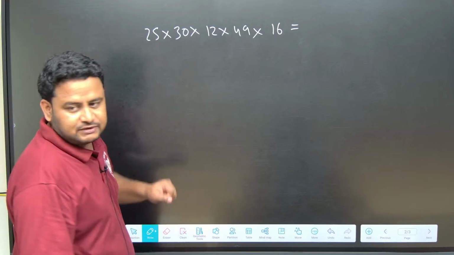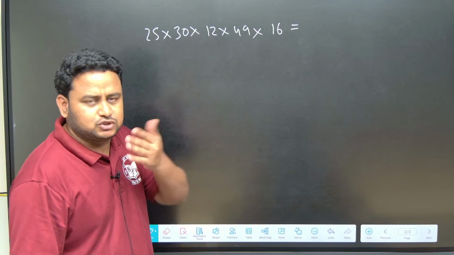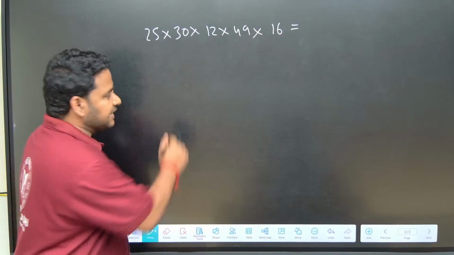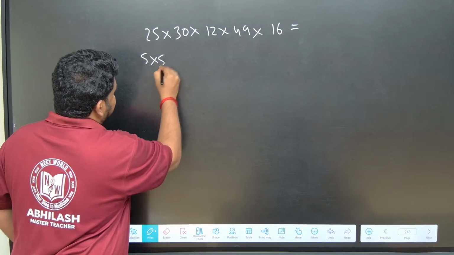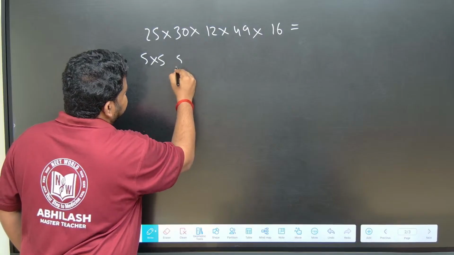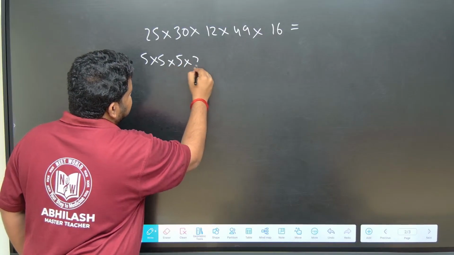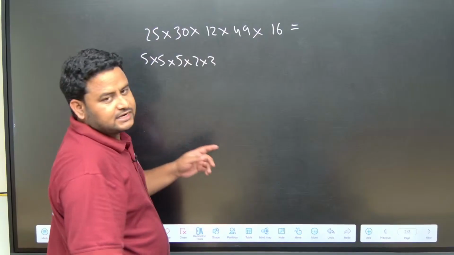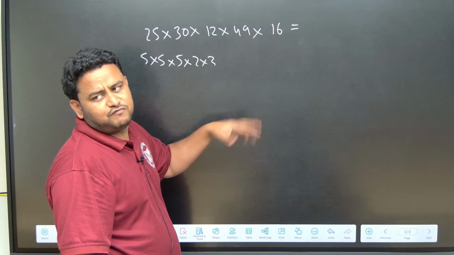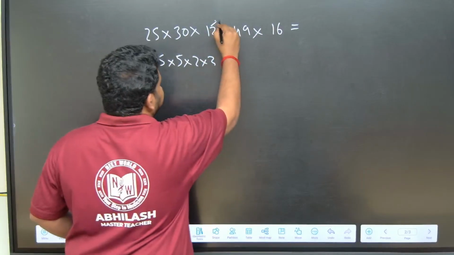So 25 is given. Let me solve along with you. Please, you too solve. 25 can be written as what? I can write it as 5 into 5. Right. 30 can be written as what? 5 into 6. That is, 6 can be written as 5 into 2 into 3. 12 can be written as what? 6 into 2, or 4 into 3. So 12 can be written as 4 into 3.